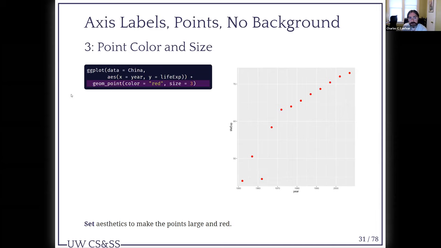Okay, well, what I want is to gussy this up a bit. I say I want the dots to be red and size 3. It just makes them bigger and it makes them red. These are setting aesthetics. They're all red, they're all size 3, okay?